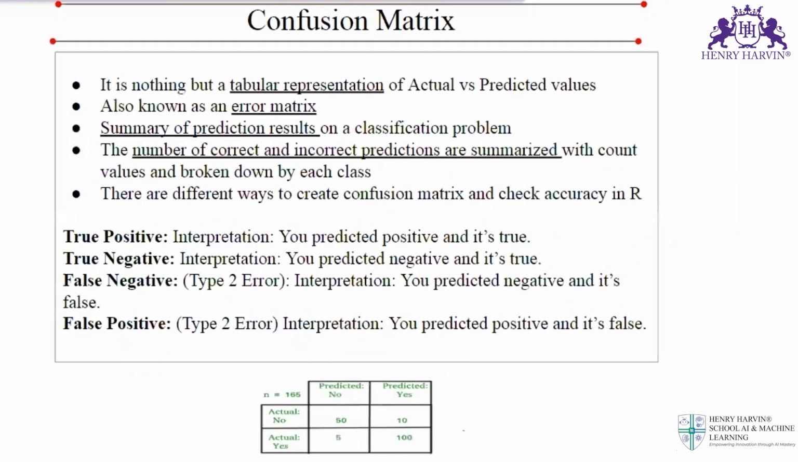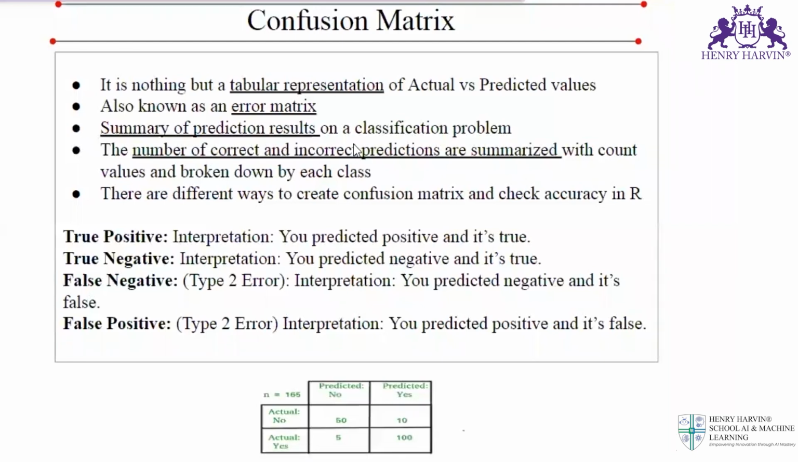Next is the confusion matrix. The confusion matrix is used in order to summarize the prediction result and get the accuracy of our model. It is nothing but a tabular representation of actual versus predicted values. It is also known as an error matrix. It is the summary of prediction results on a classification problem.